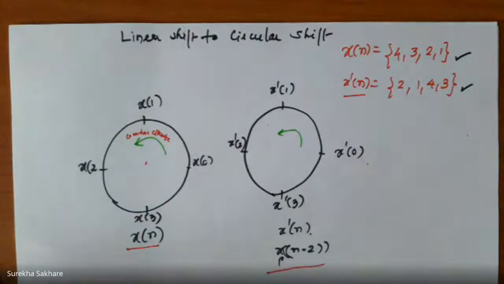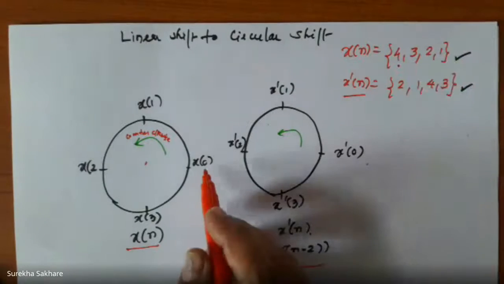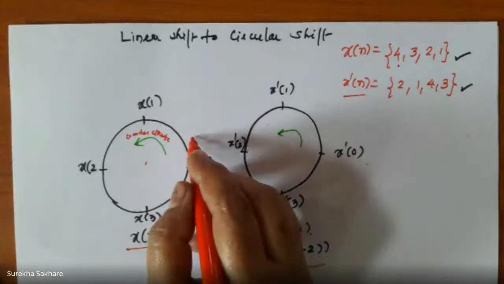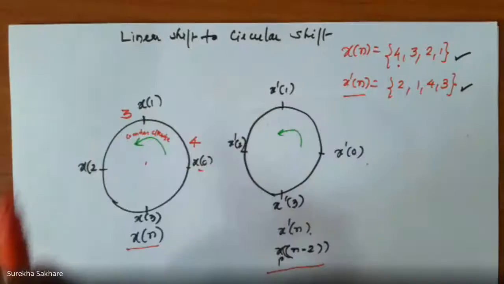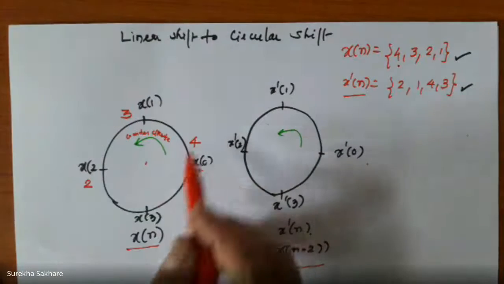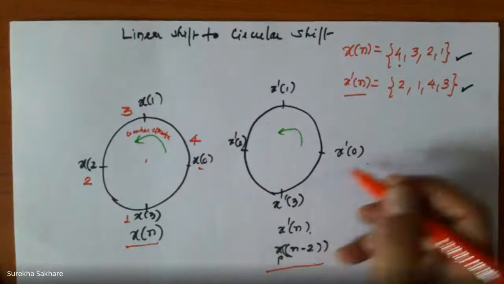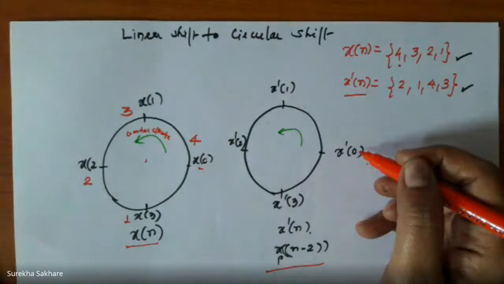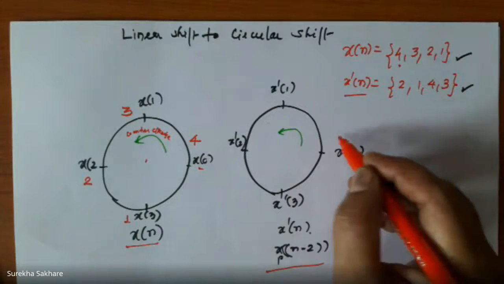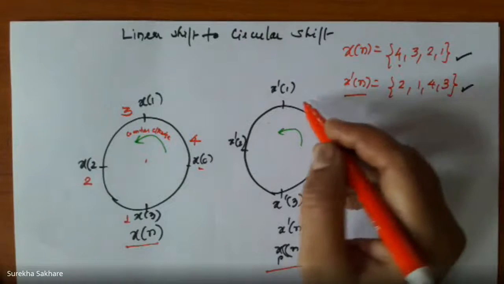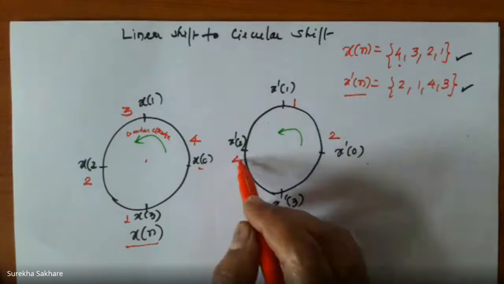Now I will see that this is my first sample, x0. I will put it as 4, I will have it as 3, I will have it as 2, and it is going to be a 1. Now I will try to put my values of x dash n also into this. It will be 2, 1, 4 and 3. Okay.